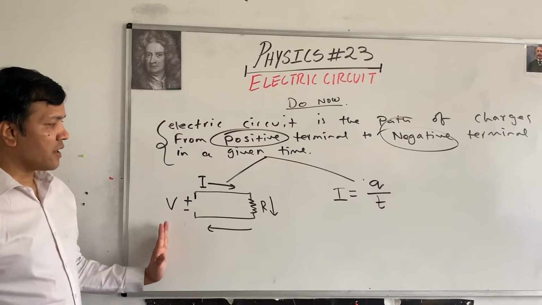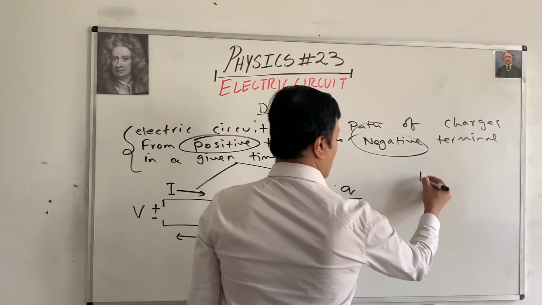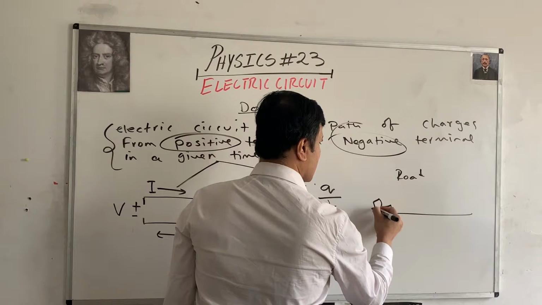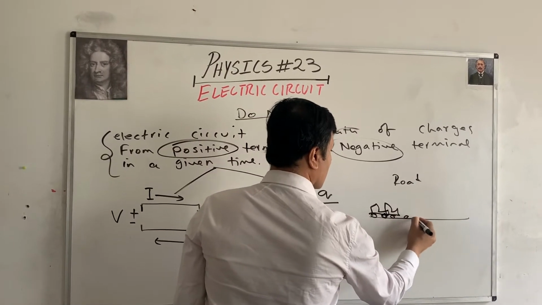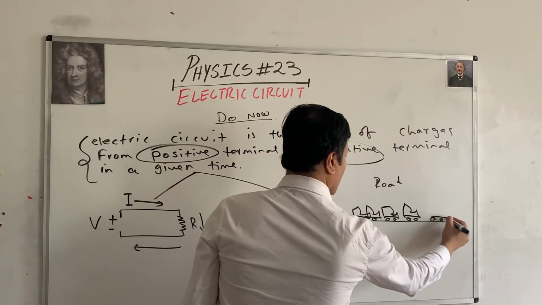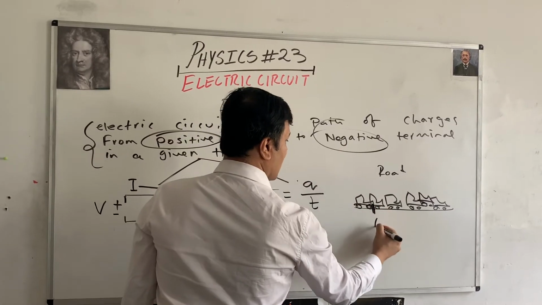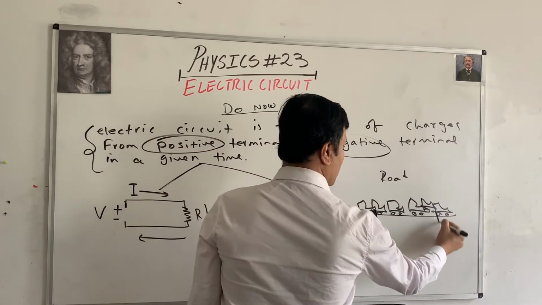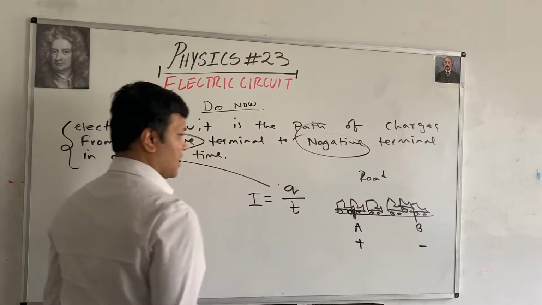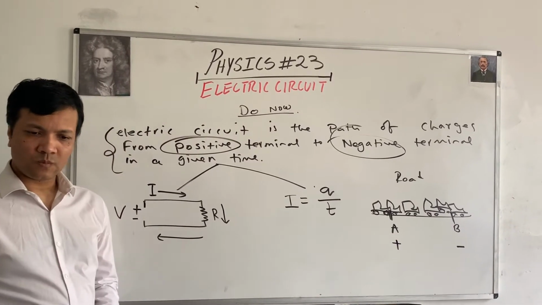Now I'm gonna draw a road. So this is a road. What is happening on the road? You'll usually see cars, traffic driving everywhere. Alright, so this is point A, and this is point B. We can call them the positive terminal and the negative terminal. Can we do that? Yeah. So the cars are like the charges flowing.